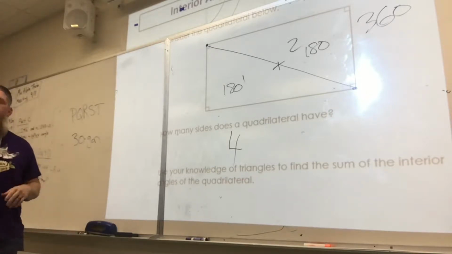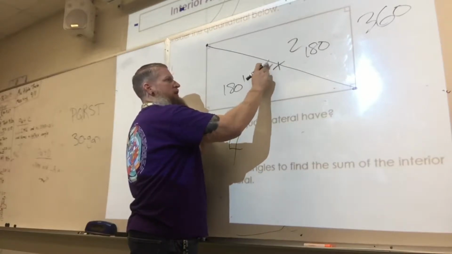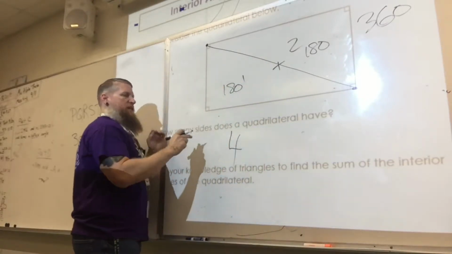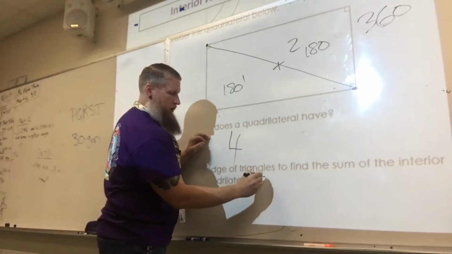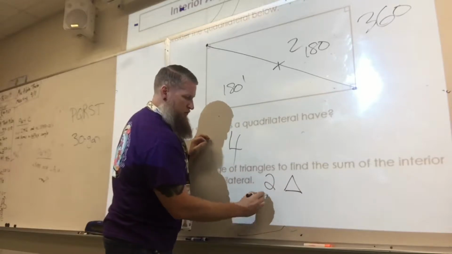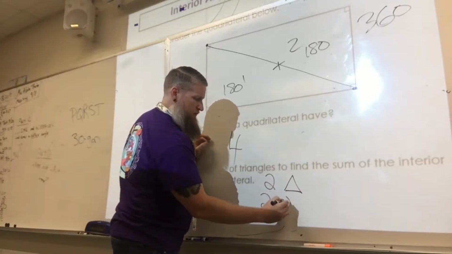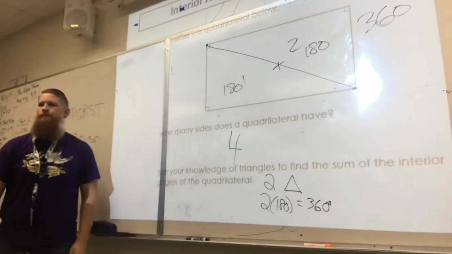Now I know I could do more, but if I drew a line across here, the angles for the triangles in here would not be attached to my vertices. I need them to be attached to the ends. Okay, so there were 2 triangles. So 2 times 180 gives you that 360.